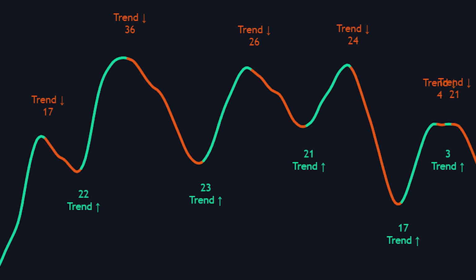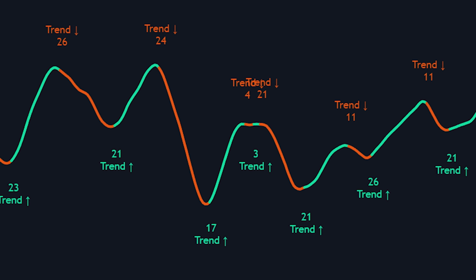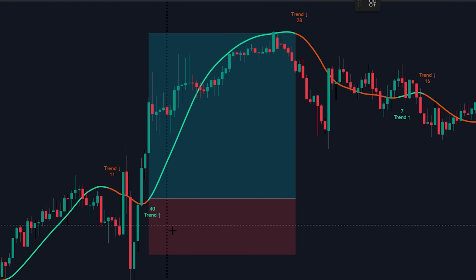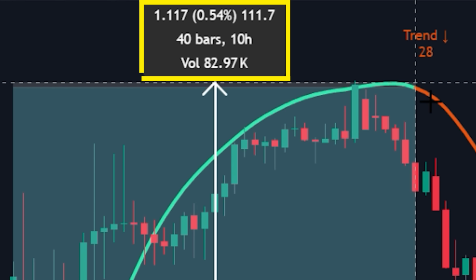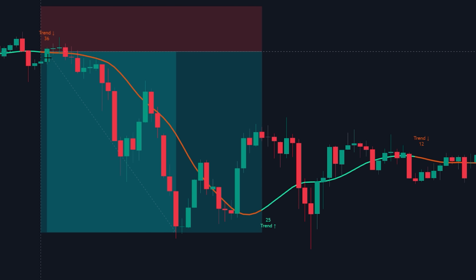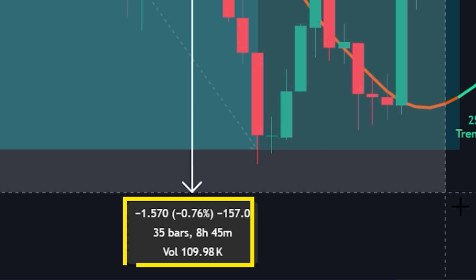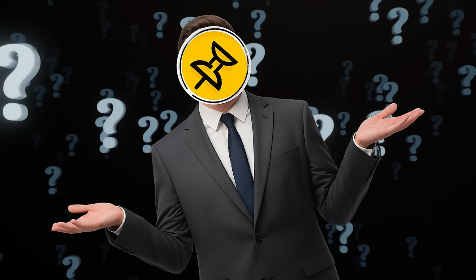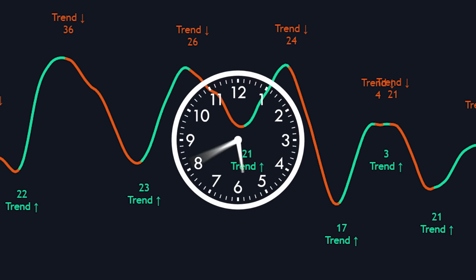This indicator shows exactly where the trend will reverse. Here's a recent trade I just closed, a massive 40 candle bullish run that netted incredible profits. Here, a precision short that captured 35 candles of downward movement. How did I know this explosive move was about to happen? Because of something most traders completely overlook, the actual duration of market trends.